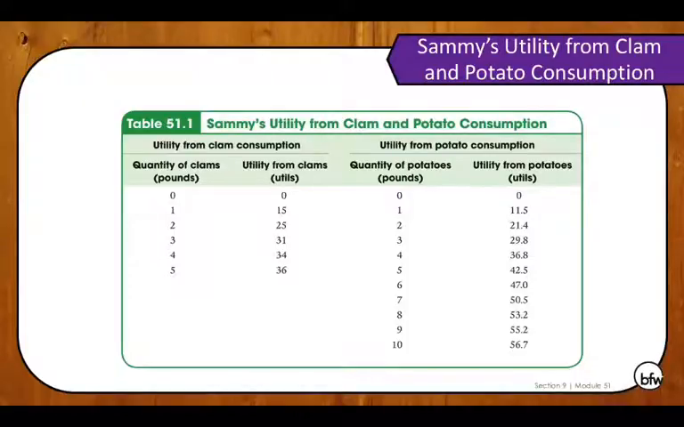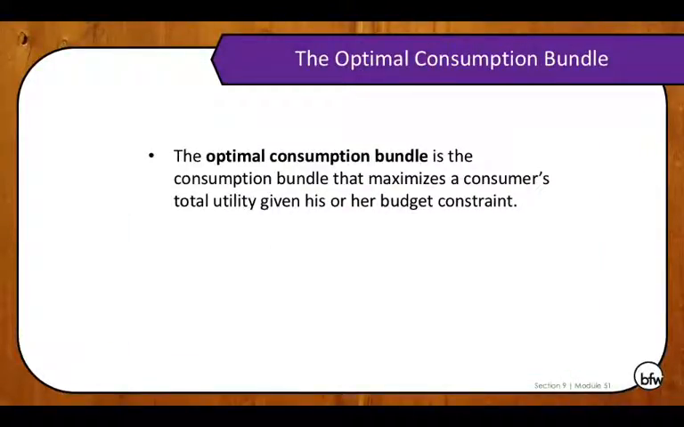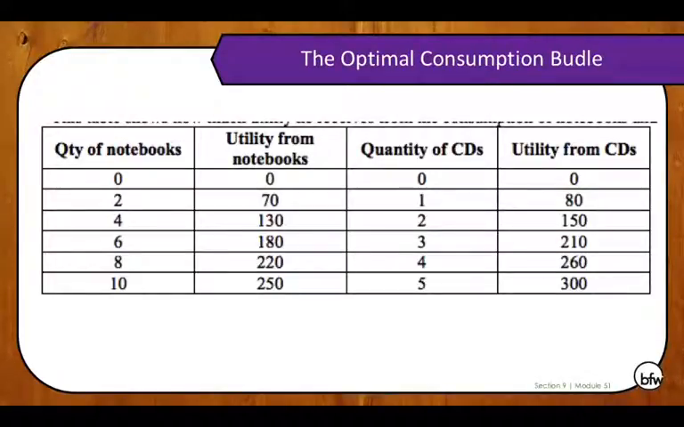Well, to answer that, we need a little more information. Now, before we get that information, I'll tell you that the optimal consumption bundle is the consumption bundle that maximizes a consumer's total utility given his or her budget constraint. So this table shows how much utility Sammy receives from the consumption of notebooks on the left-hand side and from CDs on the right-hand side. But we need to focus only on the combinations that lie upon the budget line.